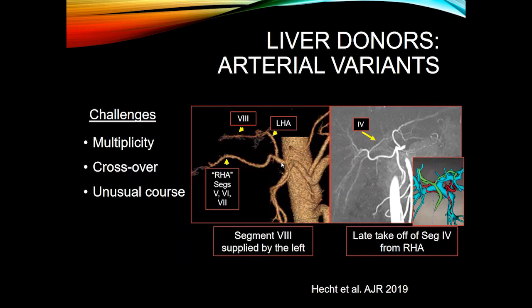In terms of crossover, it's somewhat unusual, but in this case, for example, the left hepatic artery supplies a portion of the right lobe, specifically segment 8 of the right lobe receives supply from the left hepatic artery, making it very difficult to consider splitting this liver into right and left. Segment 4, in this case, arises from the right hepatic artery. And while that is not unusual, notice how deep within the liver segment 4 emerges, and this makes it more difficult for the surgeon's dissection, whether it be a right or a left lobe approach.